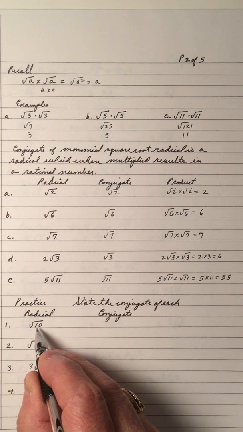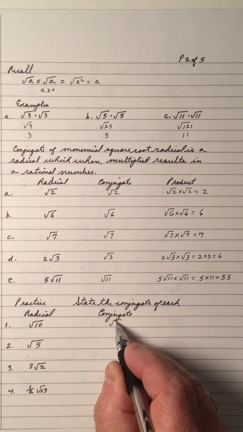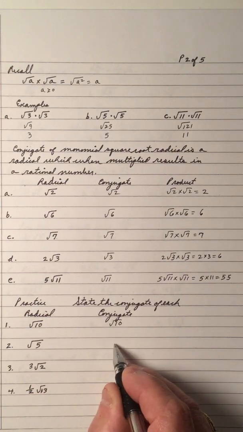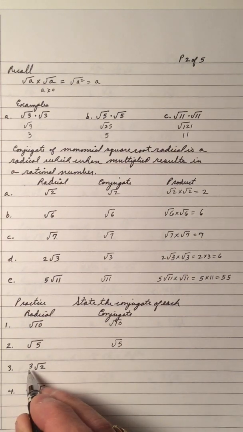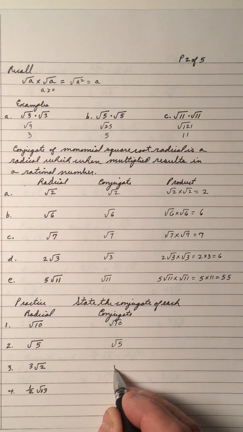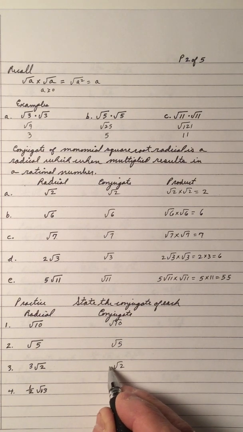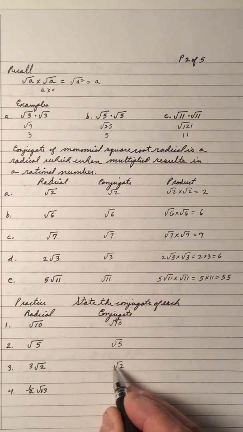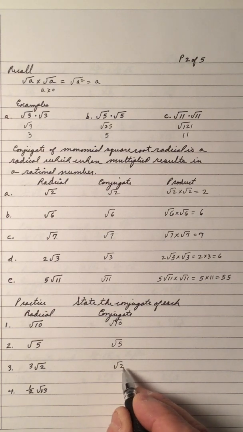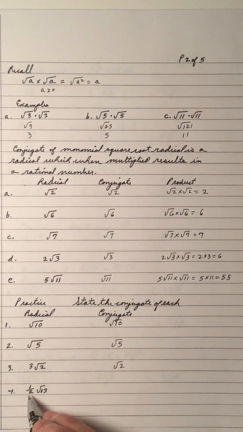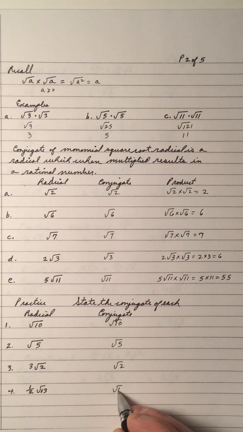The conjugate of root 10 is root 10. Conjugate of root 5 is root 5. The conjugate of 3 root 2 is root 2. Again, you could have a 3 here if you want, either or, root 2 or 3 root 2. The conjugate of a half root 13 is root 13.